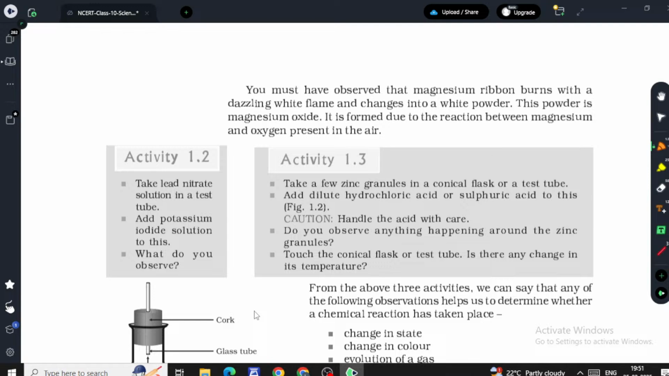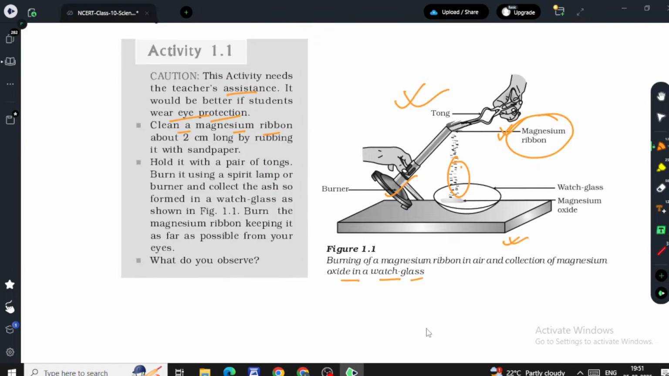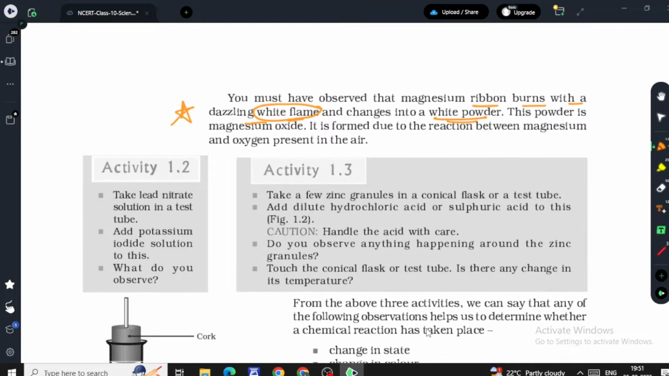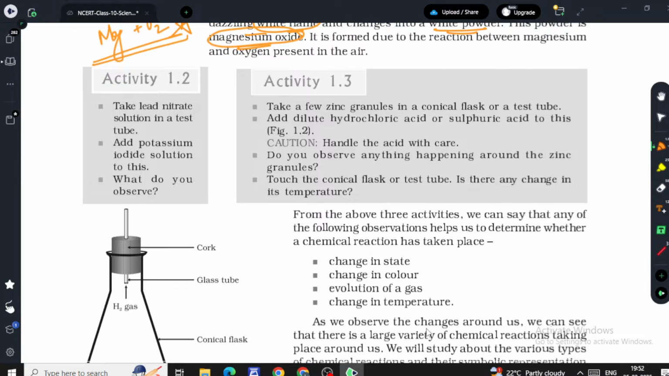You must have observed that the magnesium ribbon burns with a dazzling white flame. This is important: white flame. The magnesium ribbon burns with a white flame and changes into a white powder. This powder is magnesium oxide. Okay, it is formed due to the reaction between magnesium and oxygen.